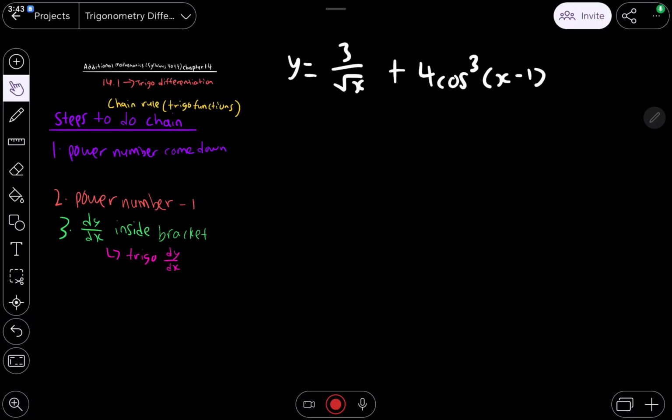Alright, so this is the tough question that I was talking about. It is slightly tougher than the previous question, but I will explain it in a very, very easy way for you guys to be able to solve this differentiation question. Alright, so let's differentiate the following with respect to x. y equals 3 over square root x plus 4 cosine cubed bracket x minus 1.